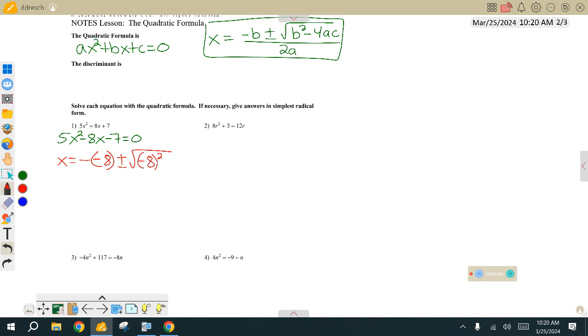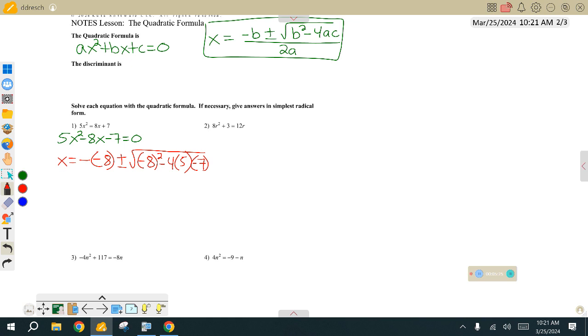Negative 8. Do parentheses matter? Yes, absolutely. We talked about the squaring back with the Pythagorean theorem and the radicals. Same deal's happening. Minus 4 times A, times C. What do we say A is? What do we say C is?